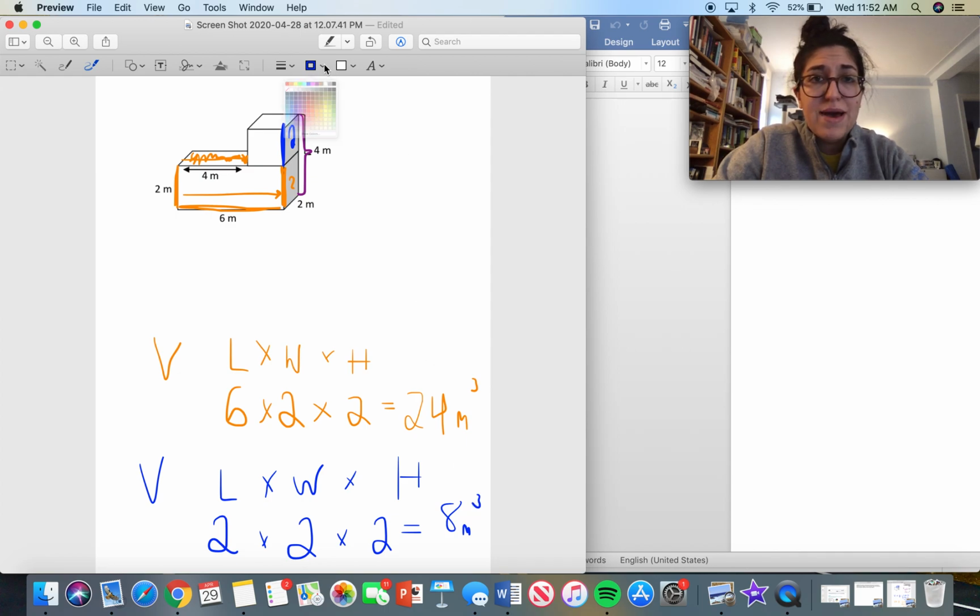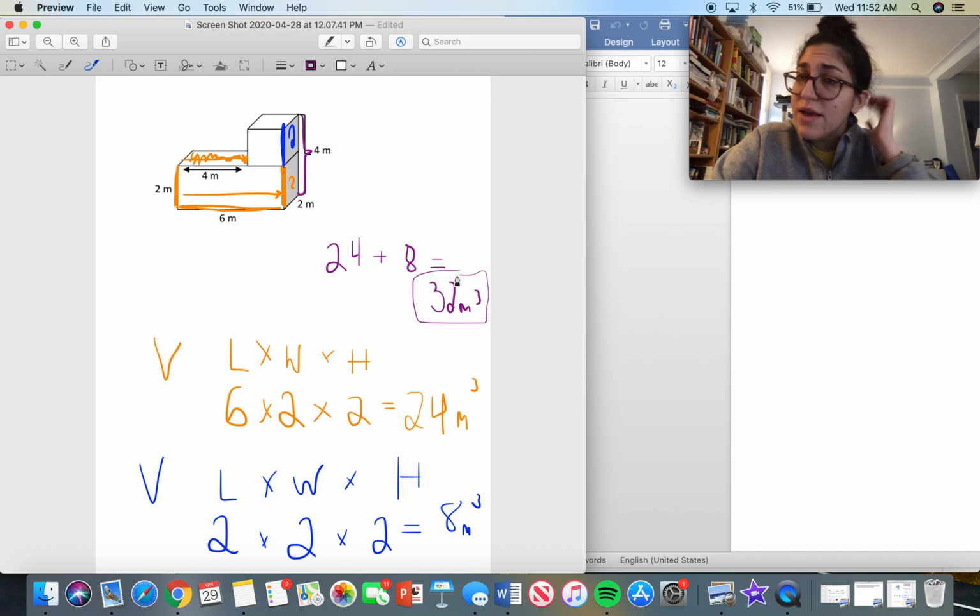And so then when I go back to try, now I've got my volumes. I've got my volume of my orange, 24 meters cubed. I've got my volume of my blue, 8 meters cubed. 24 plus 8 will give me my total volume of 32, ran out of room, meters cubed. All right, I'm going to just move this here so that you can see that 32 meters cubed.